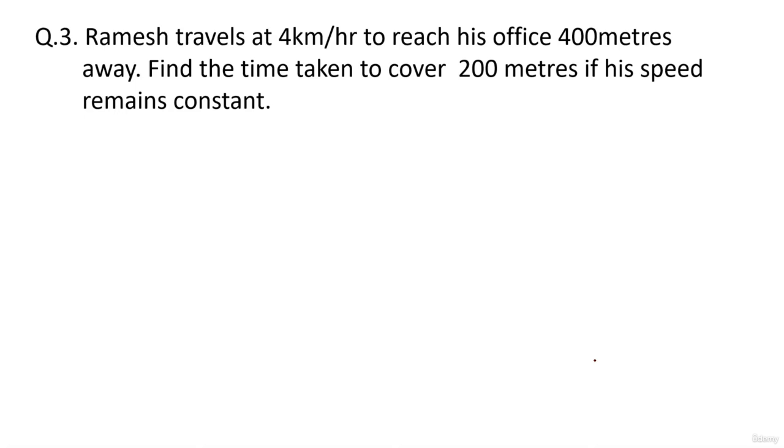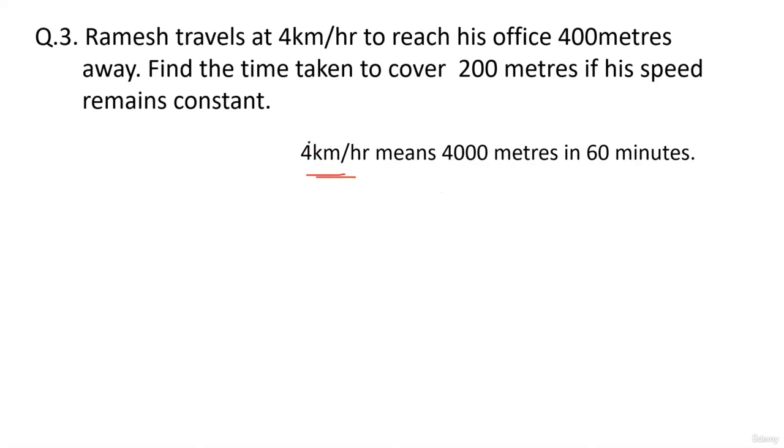Okay, please try. We notice that the speed of the person is 4 kilometers per hour. 4 kilometers corresponds to 4,000 meters. Okay, and that is done in 60 minutes. Okay, अब हमें कितना distance cover करना है actual में 200 meters. Okay, so what is the connection between 4,000 and 200? We observe that it is 1 by 20th.